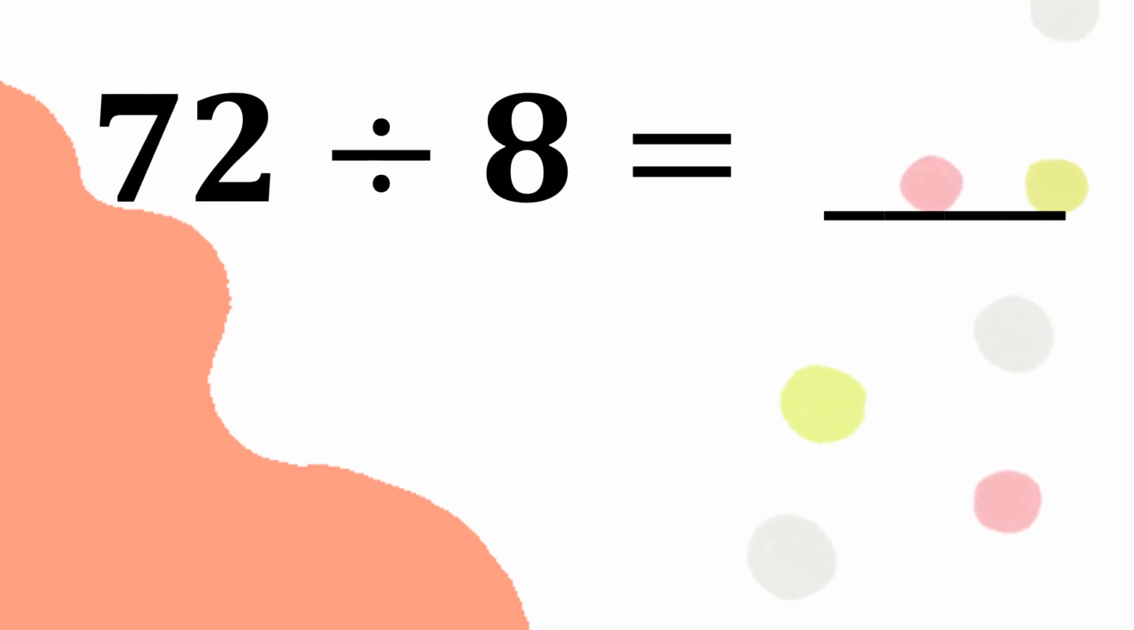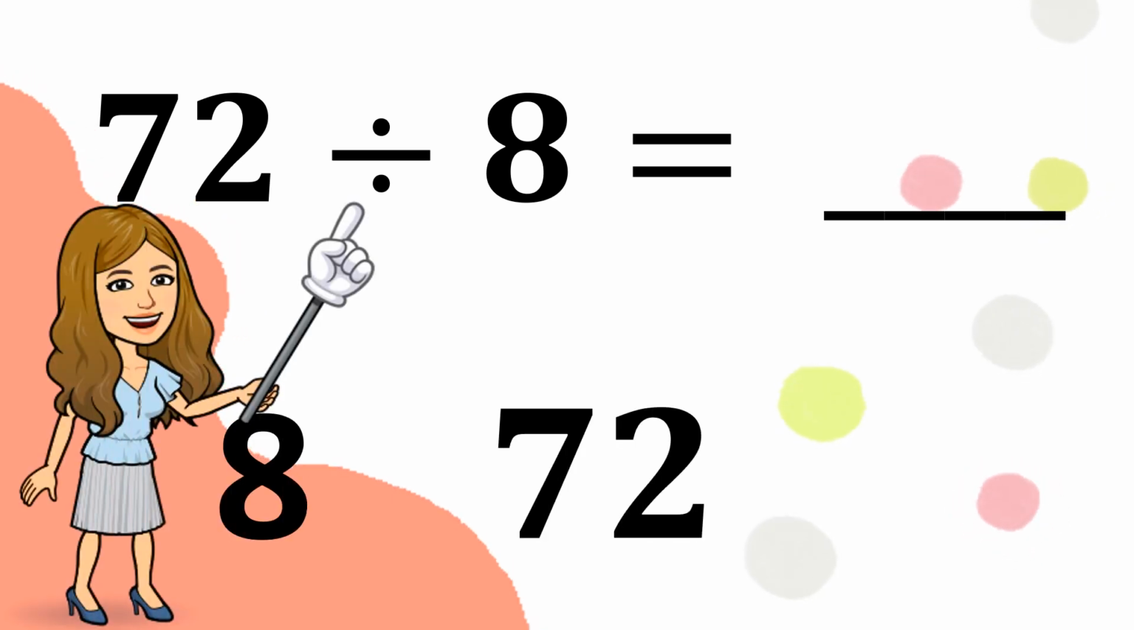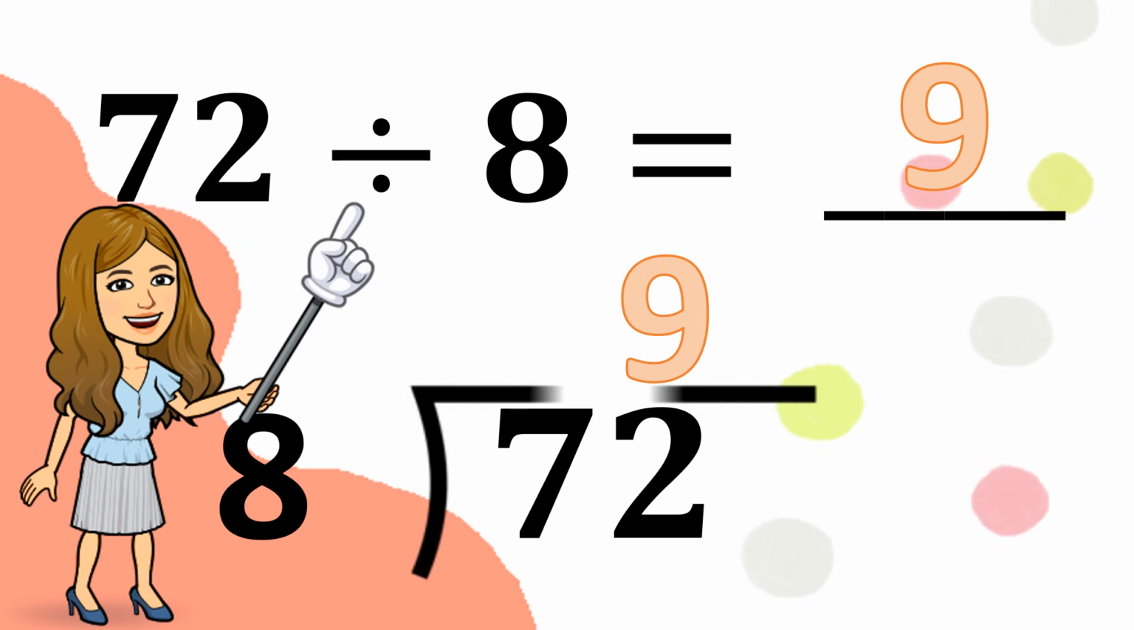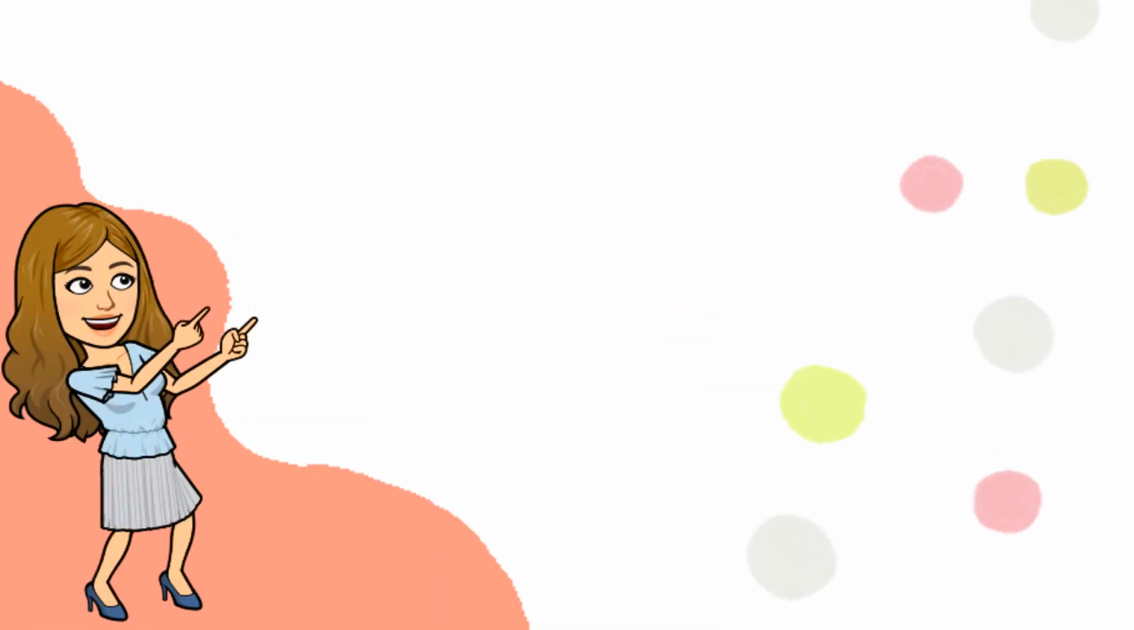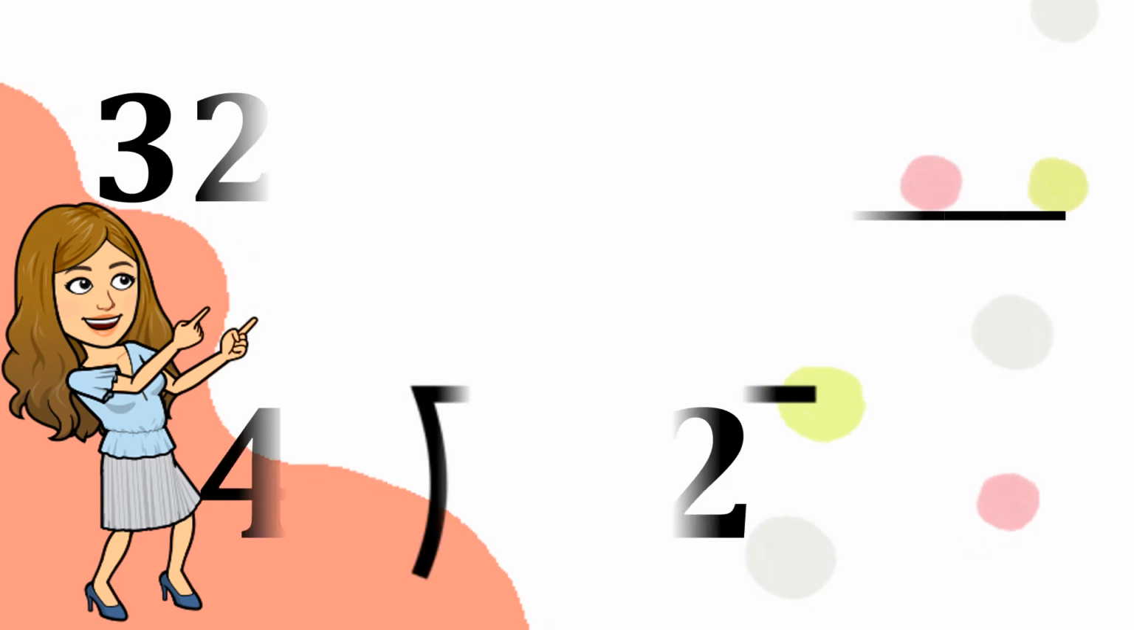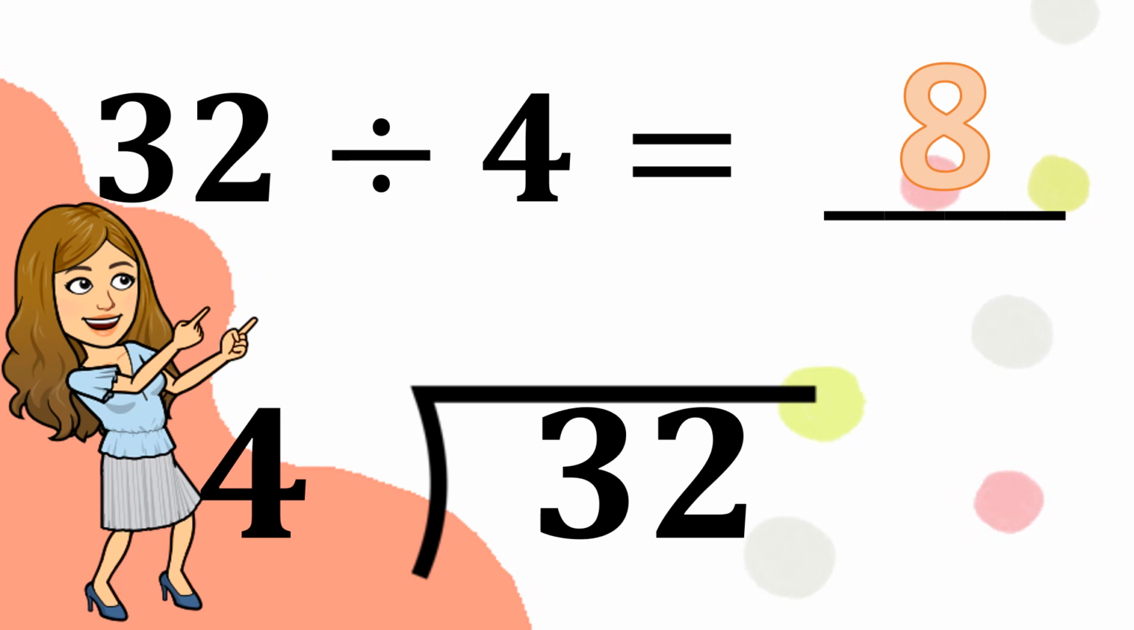Number 2. 72 divided by 8 equals... Amazing! It's 9. Number 3. 32 divided by 4 equals... Exactly! It's 8.